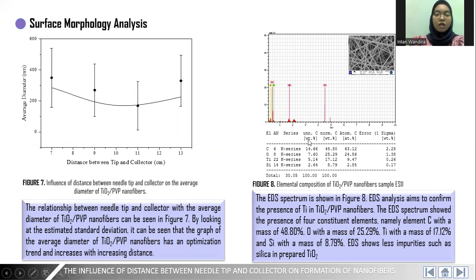And here, the elemental composition of CO2 PVP nanofiber sample ES11. The EDS spectrum showed the presence of 4 constituent elements, namely element C with a mass of 48.80%, O with a mass of 25.29%, Ti with a mass of 17.12%, and Si with a mass of 8.79%. EDS saw less impurities such as silica in the prepared titanium dioxide.